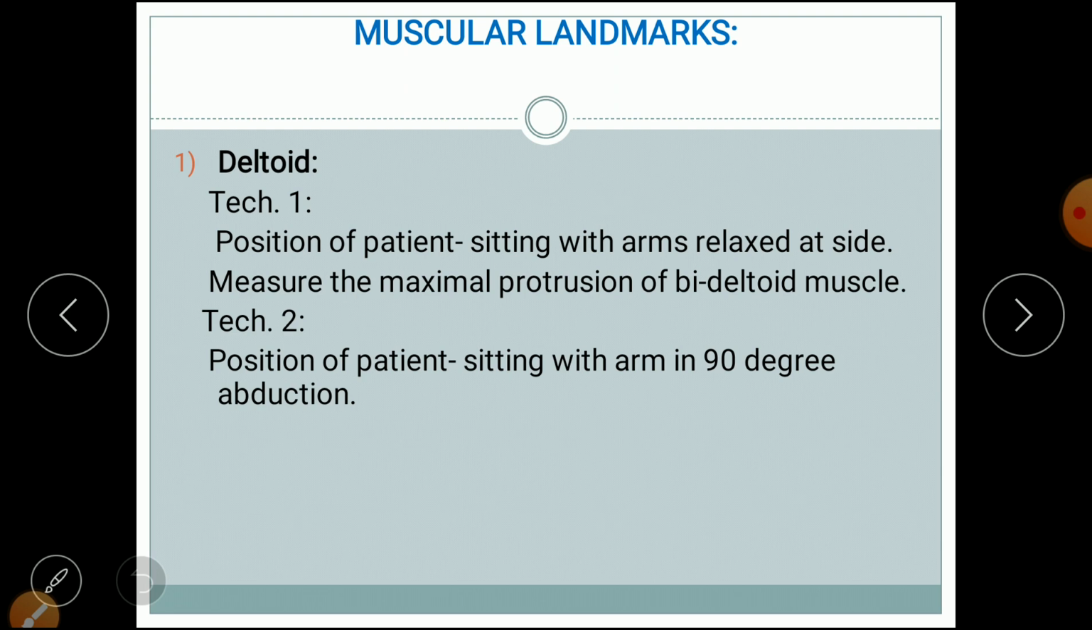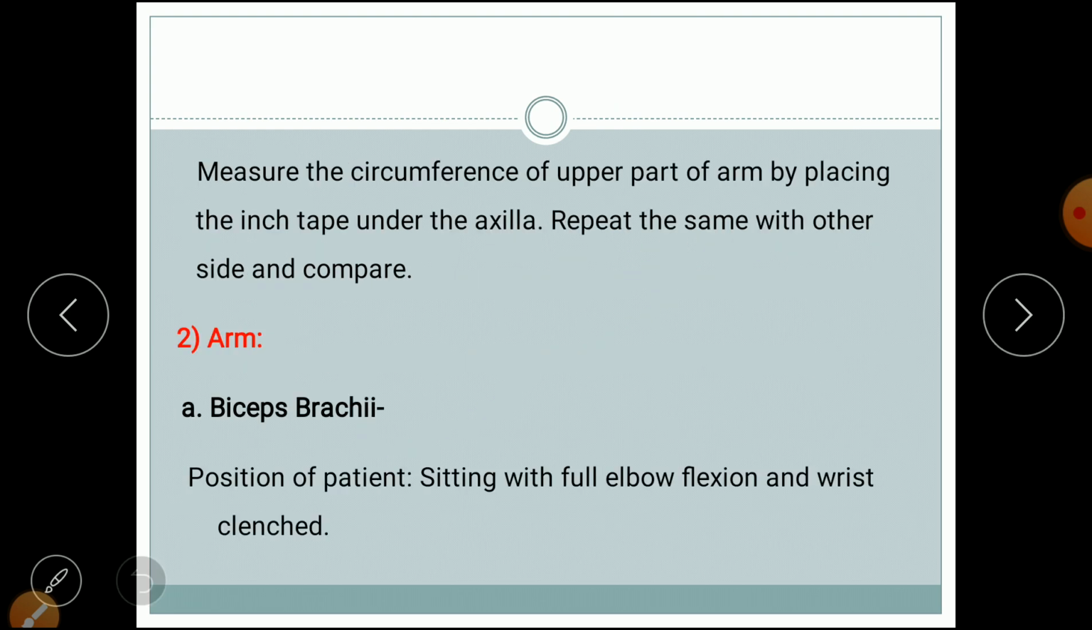Technique 1: the position of the patient is sitting with the arm relaxed at the side, and measure the maximal protrusion of the bideltoid muscle. Technique 2: the patient is sitting with the arm in 90-degree abduction. Then measure the bulk point around the deltoid and compare with the other side. So this is about the deltoid.